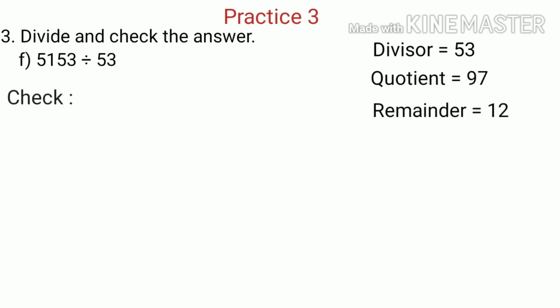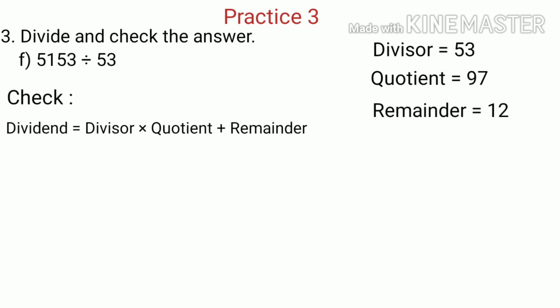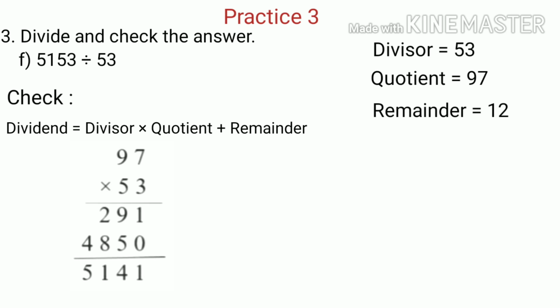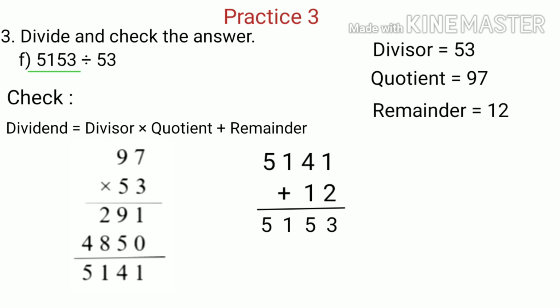Now, we will check the division using this rule. Dividend equal to divisor into quotient plus remainder. So we can simply do that by multiplying the divisor with the quotient and then adding the remainder to it. We can do like this. 97 multiplied by 53 is 5141. And now we will add 5141 and 12. 5141 plus 12 is 5153, which is equal to the dividend. So the answer is correct.